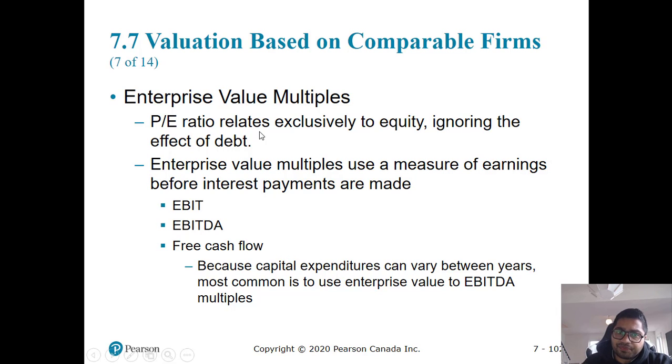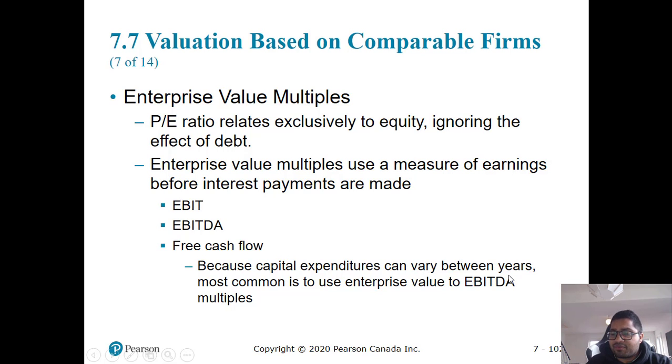So the PE ratio relates exclusively to equity, ignoring the effect of debt. Enterprise value uses measures of earnings before interest and tax. So enterprise value multiples calculate the value of the total firm, while PE multiples only calculate the value of stockholders, right? So we'll also discuss the enterprise multiple. Instead of price divided by earnings, we use EBITDA. We can actually use three things: EBIT, EBITDA, or free cash flows.